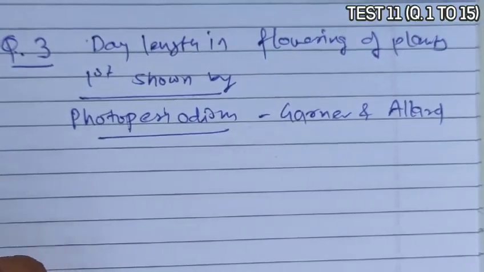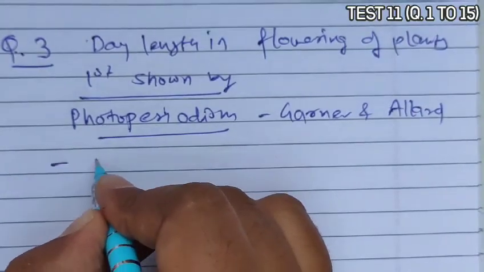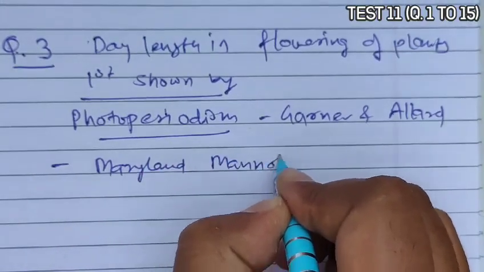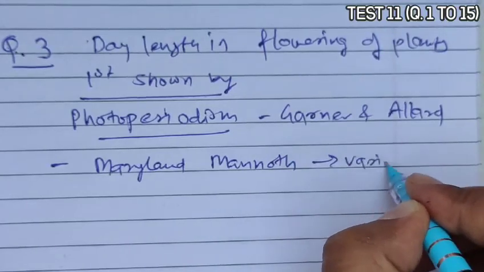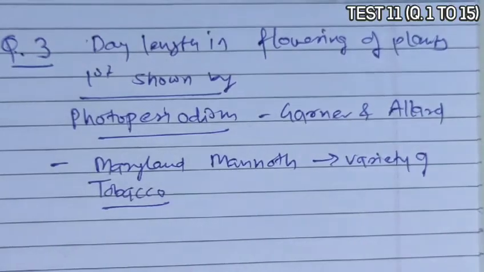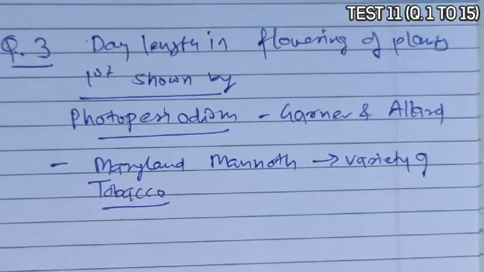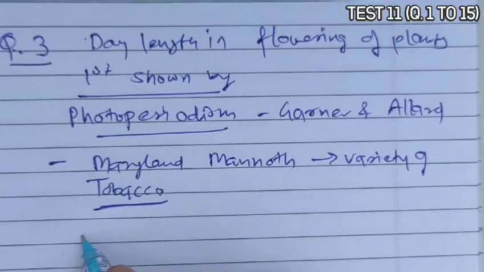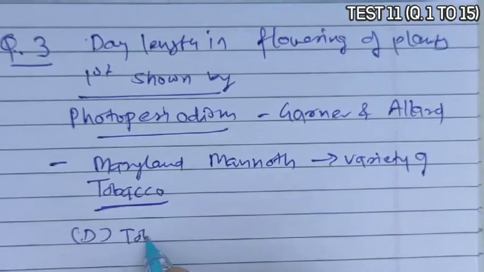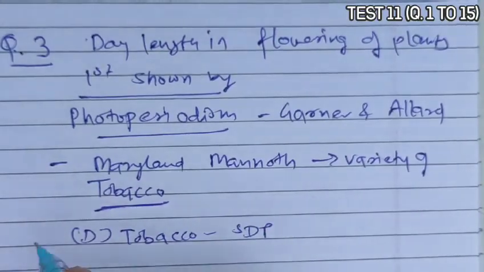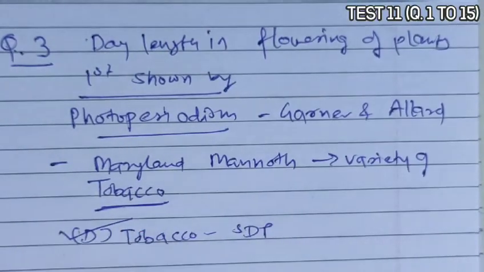Garner and Allard in 1920 observed that Maryland Mammoth, which is a variety of tobacco, could flower in summer by reducing the light hours with artificial darkening. In summer, if we reduce the light hours, then this tobacco can flower. So tobacco is the plant, that is option D, a short day plant in which photoperiodism was first studied.